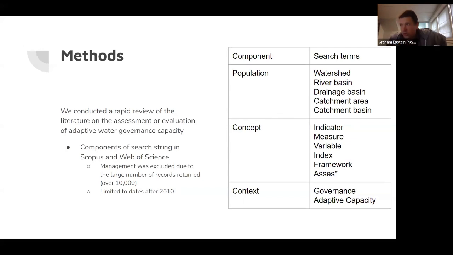A few things to note: we excluded the term management from this search because in our initial efforts to develop these search strings, our search returned over 10,000 records. It was just not feasible with the time and resources we had to do a good job of reviewing over 10,000 records. And so we reduced the terms to governance and adaptive capacity. Of course, this imposes some limits, and we also limited it to dates after 2010. So any literature that was published before 2010 is not going to be included in our rapid review.